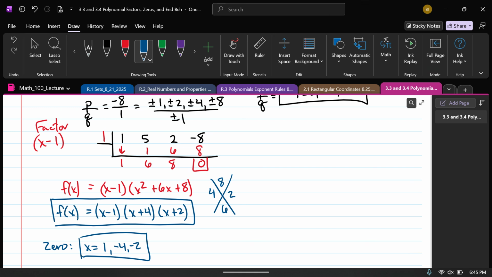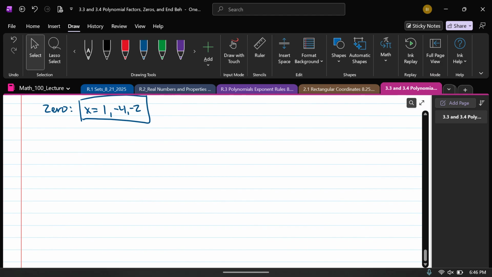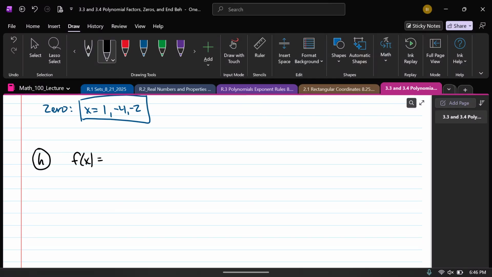Let's get us another polynomial and see if we can break it down a little further. And I add a little to it here. Example H. Here's our polynomial. F of x equals x to the third power plus 9x squared plus 24x plus 20.